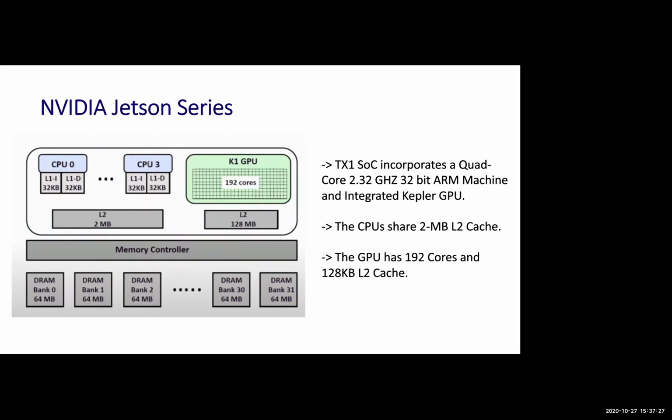Another point is that a single core in the GPU is not stronger than a single core of a CPU. In GPUs we have 1,000, 2,000, 3,000 cores, but in CPUs we have only 64, 128, 8, or 4 cores. But if you compare one core of a CPU and one core of a GPU, the CPU core is much stronger than a GPU core. That's one point I would like to say. So this is the basic architecture of the NVIDIA TX1.